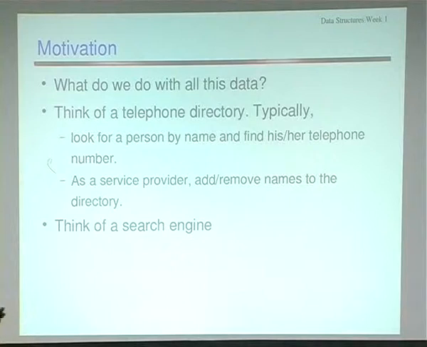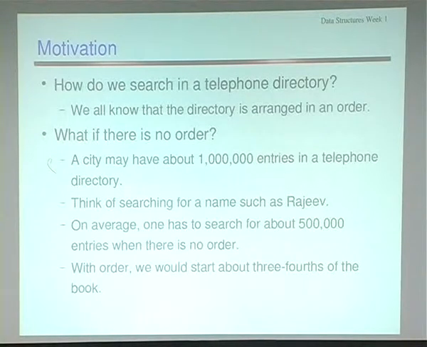But still, even then, what would we normally do? We would look for a person's name and want to find his or her telephone number, right? So think of a medium-sized city which will have, let us say, some million entries, right? That's not unusual, right? And you want to search for a name such as Rajiv, right? A common name after all, right?